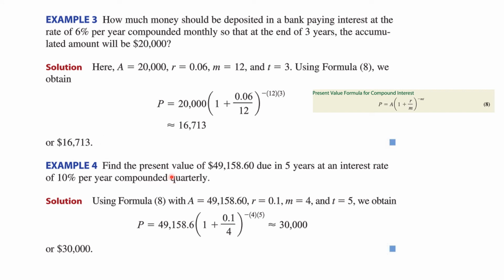Okay, you could also think about this from a loan context as well. The present value of this due in 5 years at an interest rate of 10% per year, compounded quarterly. Again, we're using the same formula 8, which is listed up here. We plug in all those numbers and we get $30,000.